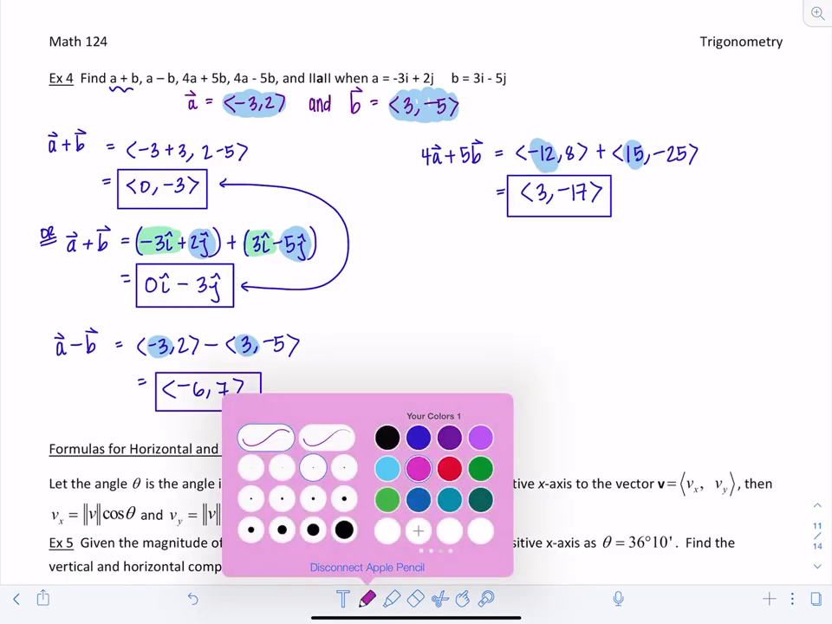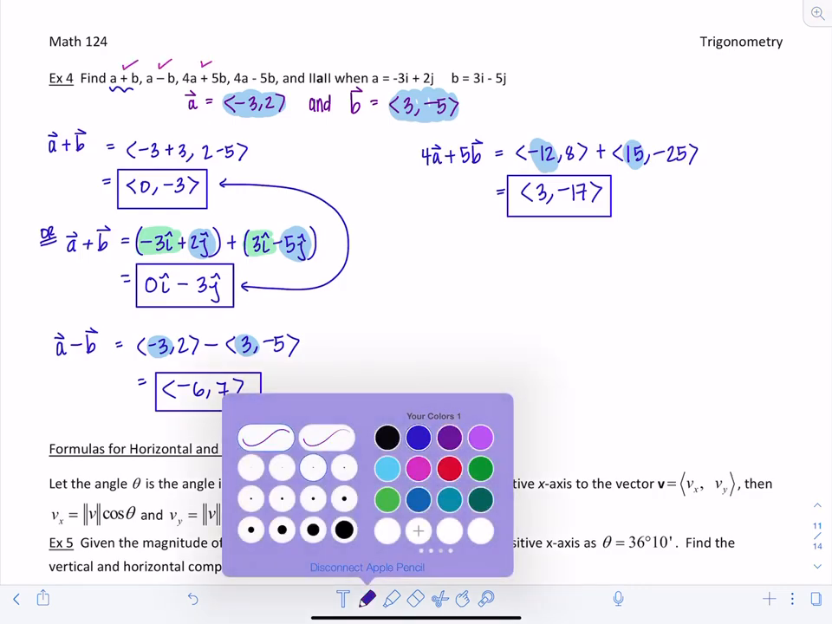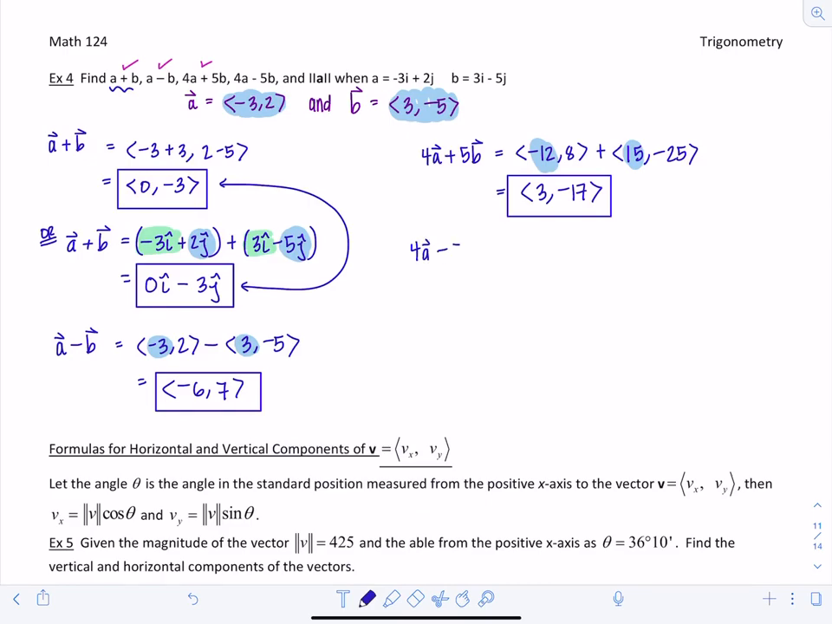All right, let's see. So we did a plus b, a minus b, 4a plus 5b. Now we need 4a minus 5b. So same two vectors from above. I'm just going to switch this to subtraction now. So negative 12, 8 minus 15, negative 25. So let's see here. So negative 12 minus 15, that's going to be negative 27. And then we have 8 minus negative 25, so that's 8 plus 25, which is 33.